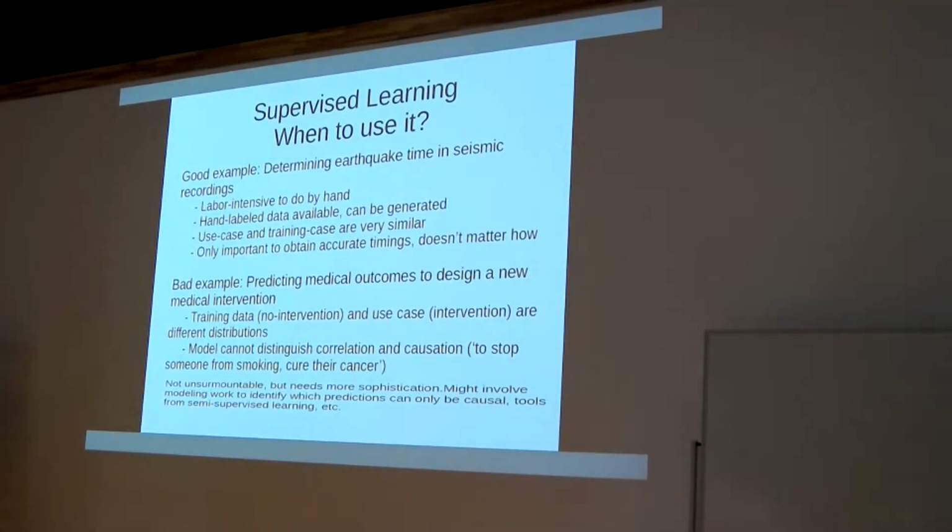Well, as I said before, the problem is that the training data comes from the no-intervention case. So I'm just taking people from the population, and then I'm trying to use this to figure out what's happening in the intervention case. But this model would say, if I want to stop someone from smoking, I should cure their cancer. They're exactly the same statement from the point of view of the model. So I'll get garbage out if I just apply that naively.